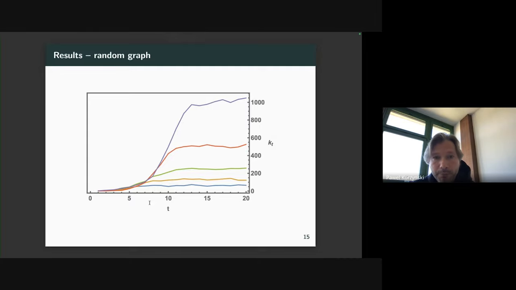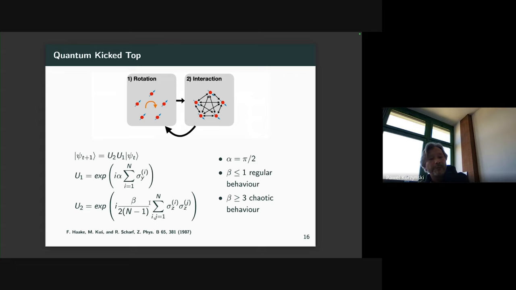Okay, so the next step was to consider something more physical. What we did, we considered the quantum kicked top. This is, I would say, a canonical quantum chaotic model. The kicked top is also a classical model. It represents a single angular momentum that evolves in time in two steps. We have a standard rotation about the y-axis, and then we have a nonlinear rotation about the z-axis.